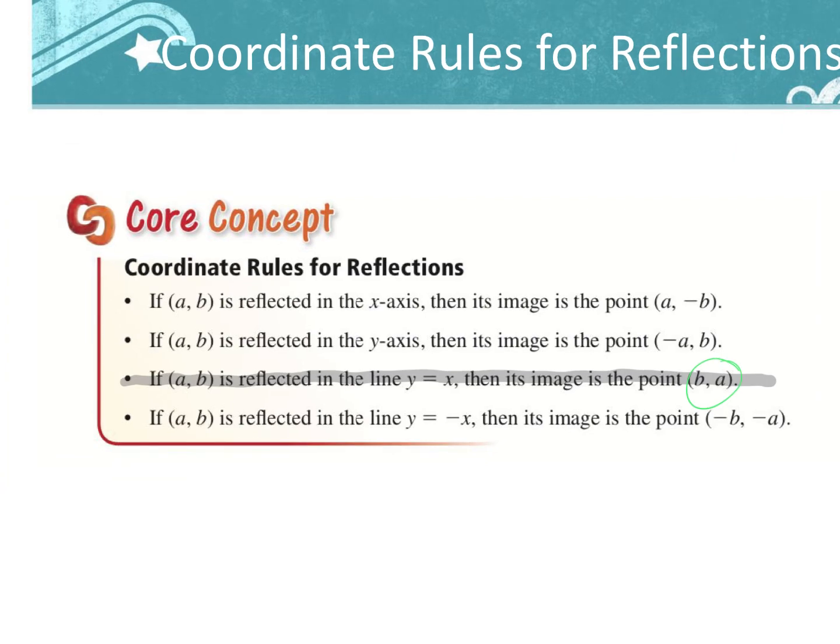Please write this down. Guys, put a star on this one. These need to get memorized, okay? If you're reflecting over the x-axis, the image is the point (a, negative b). What's the only thing that changed there? They were in the same order, but b became negative.